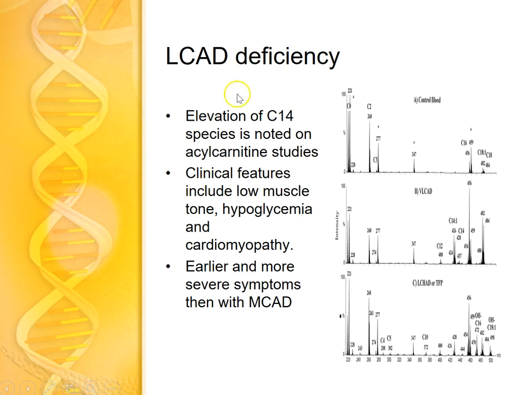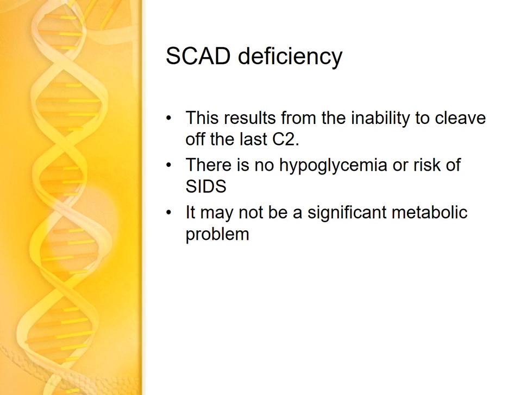LCHAD, or long-chain fatty acid disorder, is the elevation of C14. This is usually shown on acyl-carnitine studies. Features include, in addition to what I was talking about, hypoketosis, low muscle tone and cardiomyopathy. So it's a more severe fatty acid oxidation disorder with earlier and more severe symptoms.